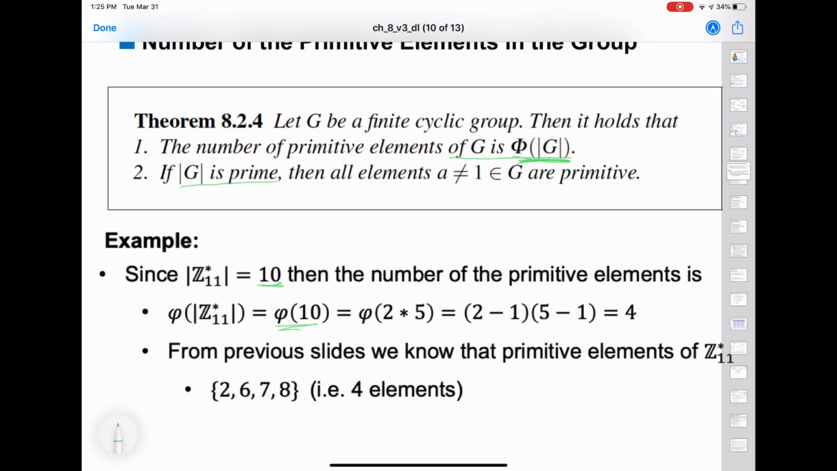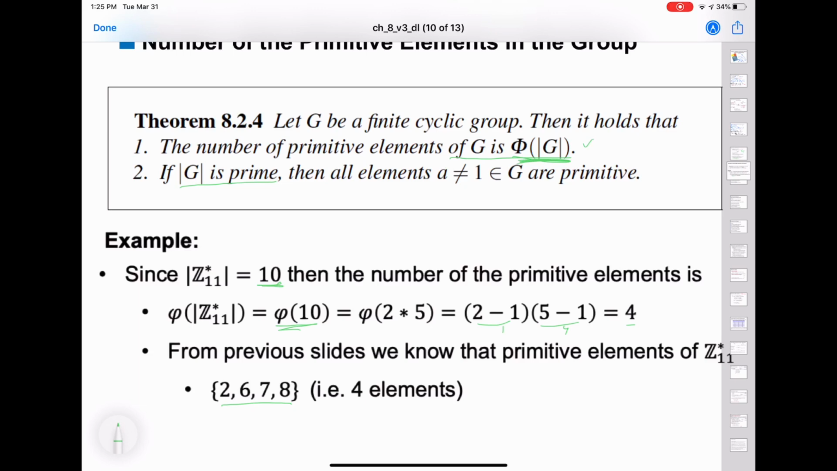10 is 2 to the power of 1 times 5. And so this is 2 minus 1 times 5 minus 1. This is 1, this is 4. 1 times 4 is 4. From the previous slide, you saw that exactly 4 elements are generators. So this was pretty understandable.